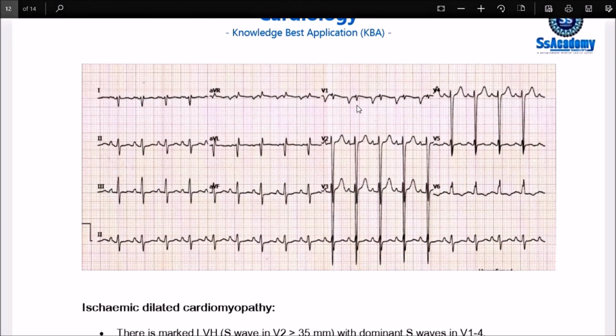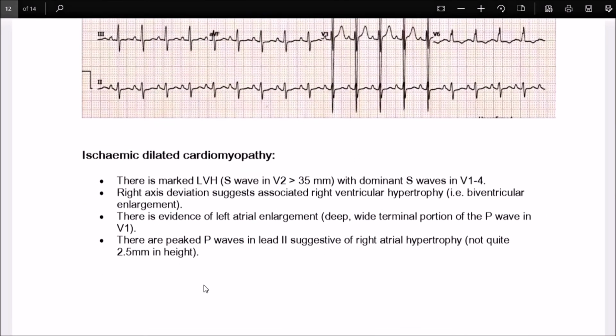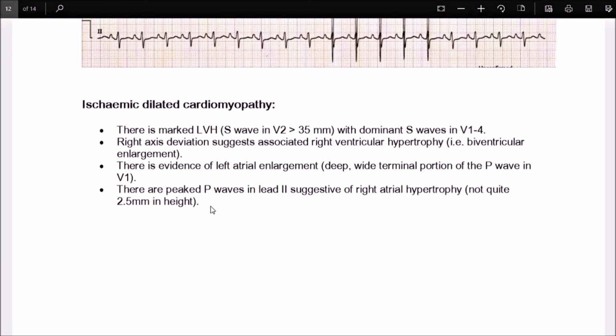Once again, in V5, yes, maybe you can say the wide P waves. So wide P waves, which we sometimes call P mitrale, mean left atrial enlargement. So biatrial enlargement along with left ventricular hypertrophy, so a possibility of cardiomyopathy, dilated cardiomyopathy.